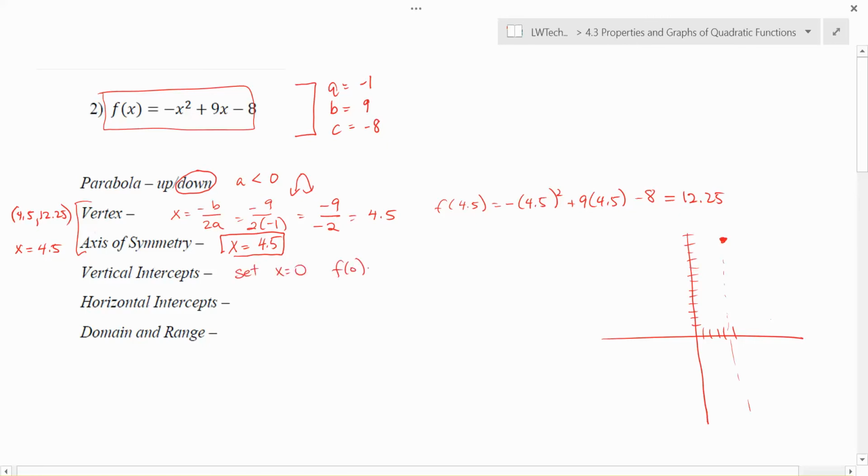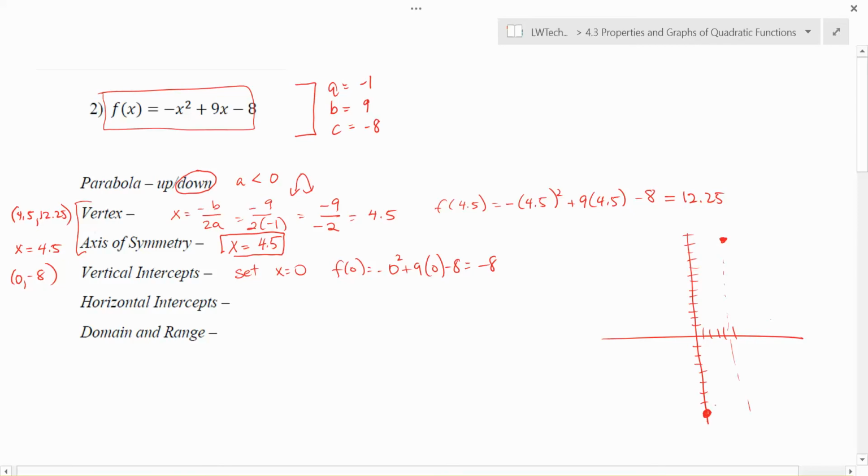So if we put in 0, we're going to have negative 0 squared plus 9 times 0 minus 8, which gives me -8 for my function. So the point (0, -8) is my vertical intercept, and I can put that on my graph here. 1, 2, 3, 4, 5, 6, 7, 8. So at -8, I'm crossing the y-axis.